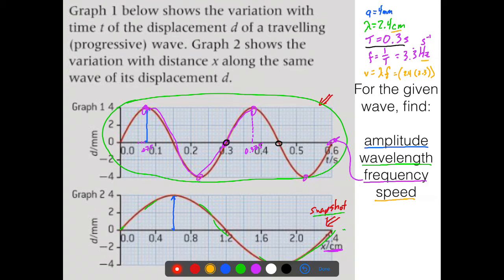Notice that I use centimeters and hertz. So if I go 3.3333 times 2.4, then I should get 8. And so the velocity equals 8 centimeters per second.